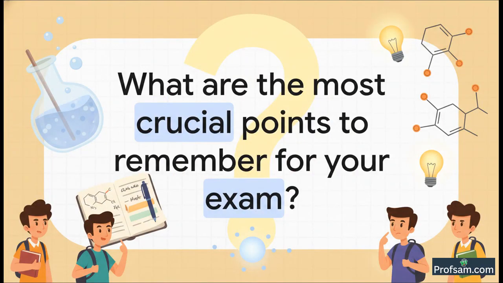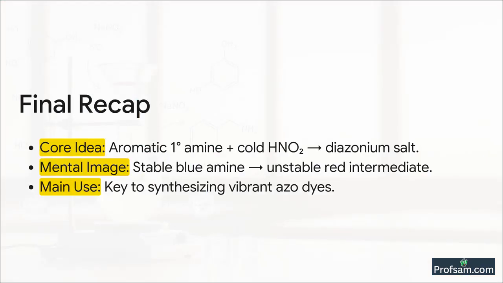All right, we have covered quite a bit of ground today, so let's do a quick summary. What are the most crucial points that you absolutely must remember for your examination? I want you to remember just these 3 things. First, the core idea. We take an aromatic primary amine, we react it with nitrous acid in a cold acidic solution, and we make a diazonium salt.